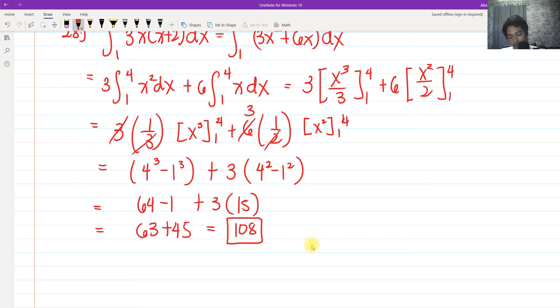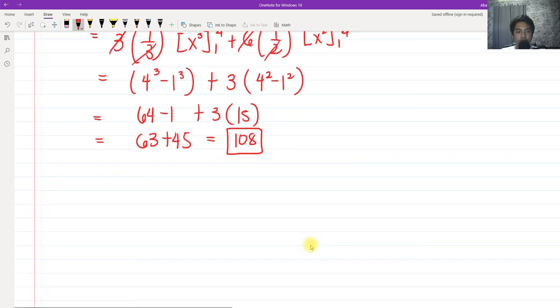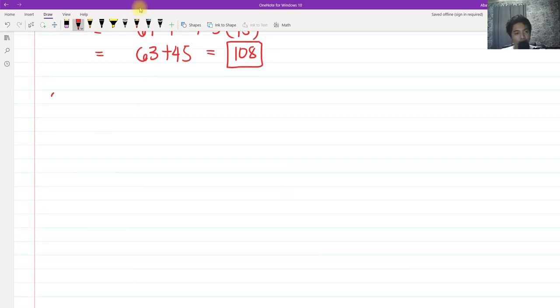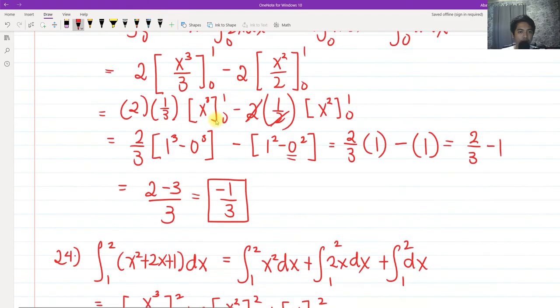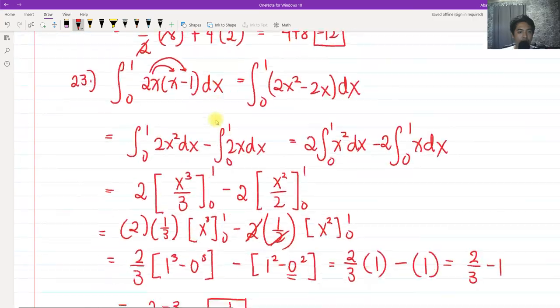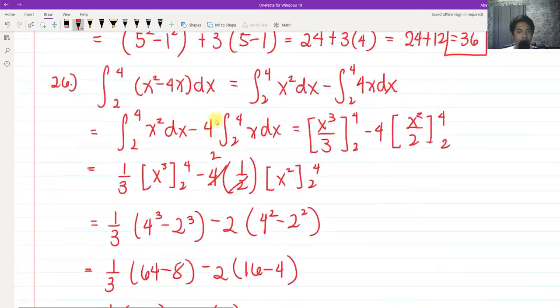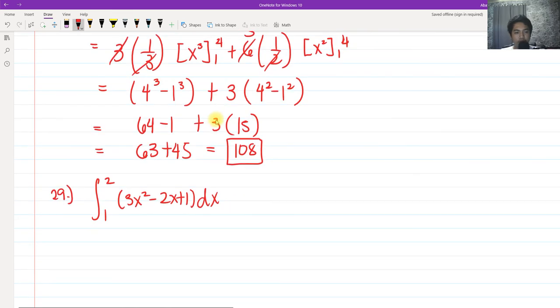So for number 29, let us try to solve some problem. So let's try some again, 29. Last two problems. So you have the integral of 3x squared minus 2x plus 1 dx. So getting the integral of that, I think, do we have a problem like that? So not yet, we don't have. So you have 3x squared minus 2x plus 1.